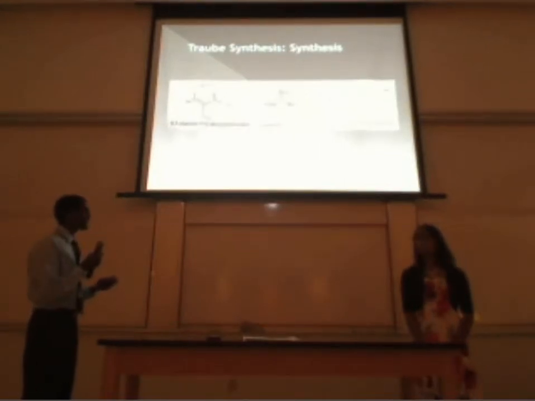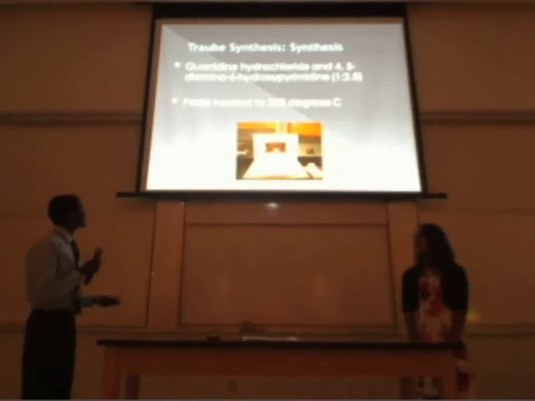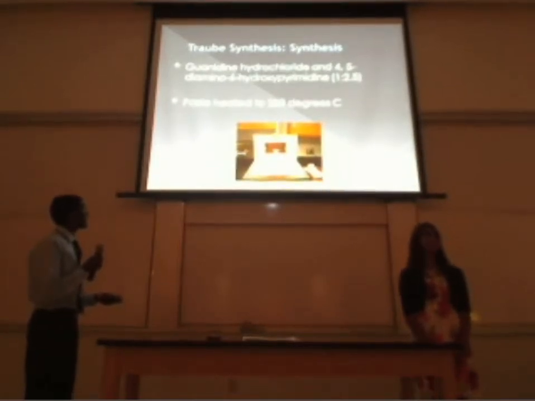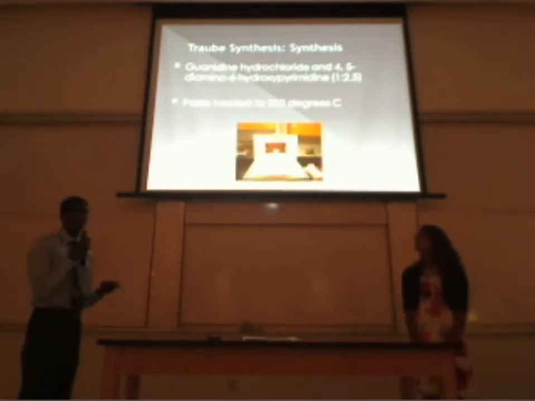For Traube synthesis, we converted 4,5-diamino-6-hydroxypyrimidine plus guanidine hydrochloride again to make 8-amino hypoxanthine. Our first step was to combine guanidine hydrochloride and 4,5-diamino-6-hydroxypyrimidine in a 1 to 2.5 ratio, and again, we acquired these materials through factory settings.